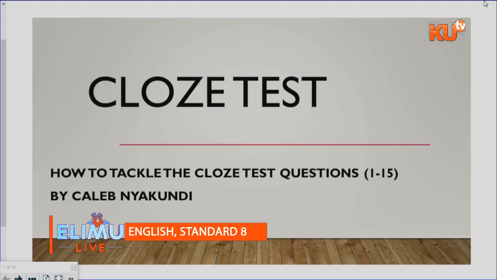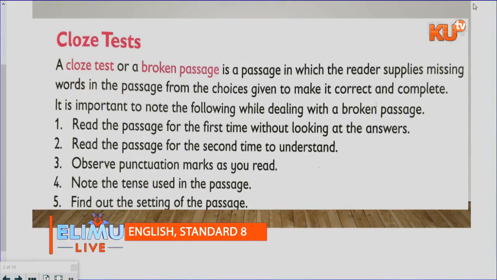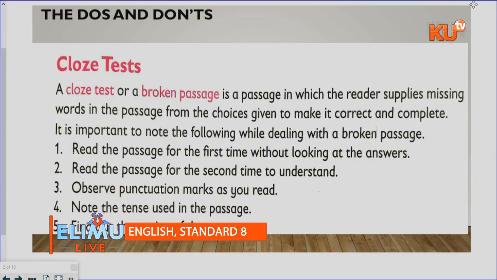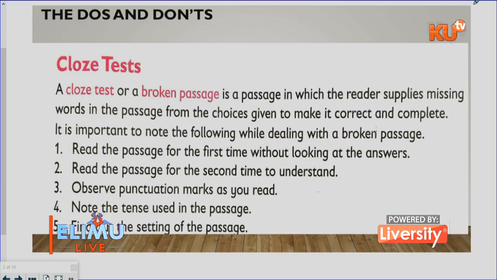We are going to tackle Cloze Test, and I'm going to teach you how to answer the questions from question 1 to question 15. So a Cloze Test, or a broken passage, is a passage in which the reader supplies missing words in the passage from the choices given to make it correct and complete. To make it correct and to make it complete. So there are 2 things there. First is about making it correct. Then second, it's about making it complete.